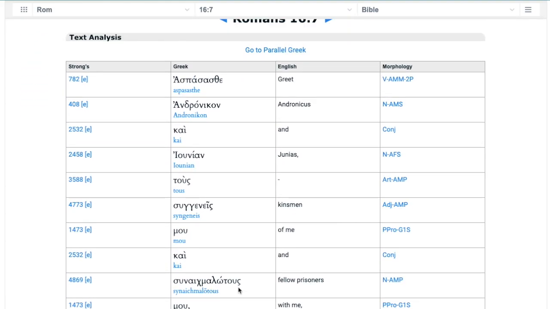Some things I want you to pay attention to. So these two names here, Andronikon and Iounian, are important. Okay, so Andronikon, or Andronicus, is a noun, and it is in the accusative masculine singular. So it is the name of a man. And then Iounian is a noun also, but it's in the accusative feminine singular, meaning this is the name of a female. This is a woman. Okay, now here's where I take issue, because Andronicus is a male name. Junius, though, is also a male name.